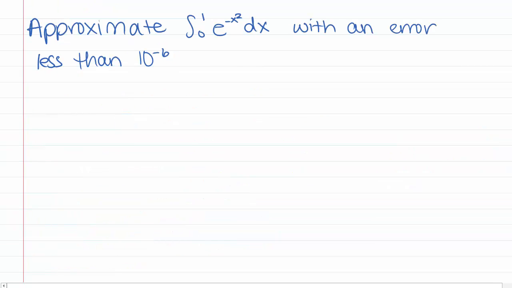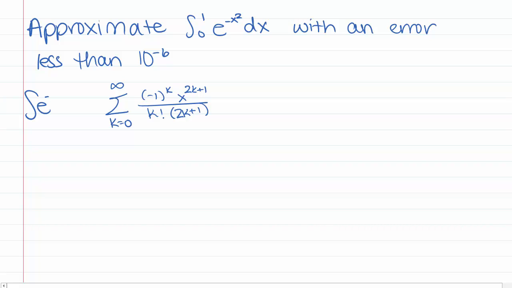All right, now this problem asks us to approximate the integral of e to the negative x squared from 0 to 1 with an error of less than 10 to the negative sixth. Now this makes sense because we have the antiderivative of e to the negative x squared as a Taylor series, and we know how to approximate Taylor series to within a certain accuracy. So let's remember what that Taylor series was. It was the sum, k goes from 0 to infinity, of negative 1 to the k times x to the 2k plus 1 divided by k factorial times 2k plus 1. So that antiderivative of e to the negative x squared was equal to this plus c.